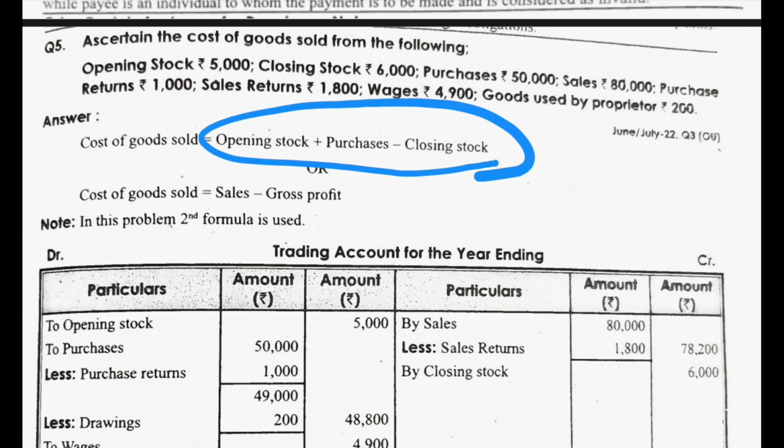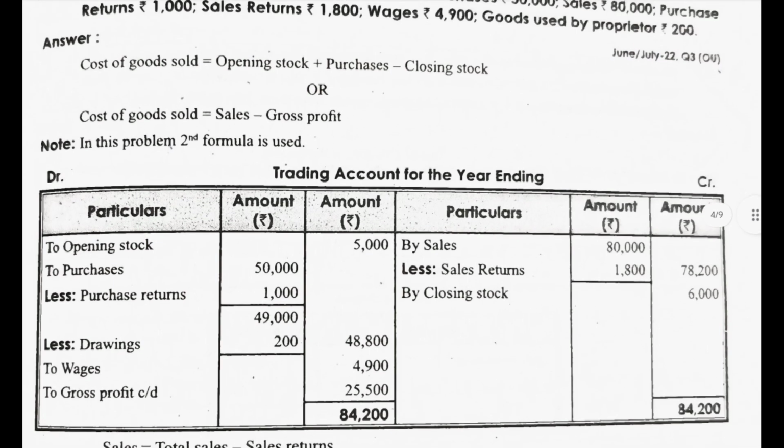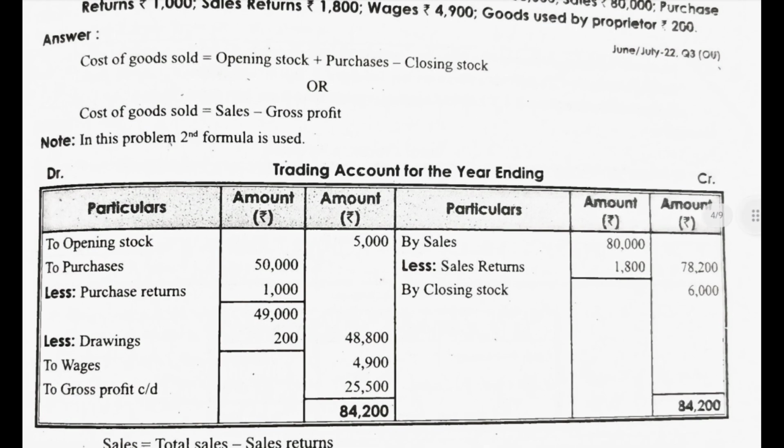If only opening stock, purchases and closing stock is given, we can use this formula, but other information is also given, no. So at that time what you have to do in this problem, second formula we are using, that is sales minus gross profit. It's clear? So now we have to prepare the trading account first to find out the gross profit.